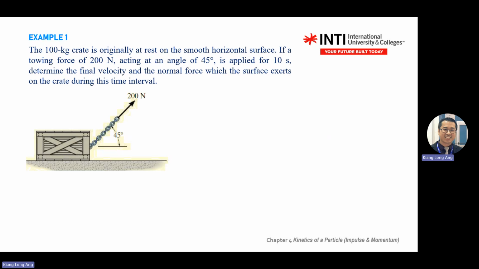Okay. So how do you draw the free body diagram for this one? Are you able to draw? If you're not able to draw, you're not ready for tomorrow's test. This simple question, if you're not able to do it, tomorrow is going to be a hard time for you.